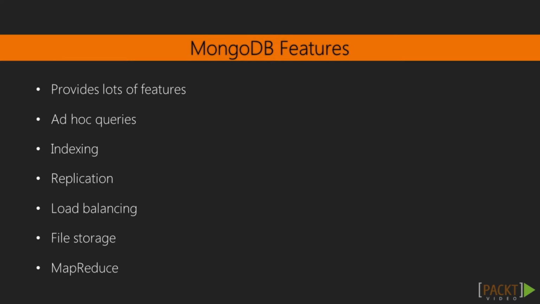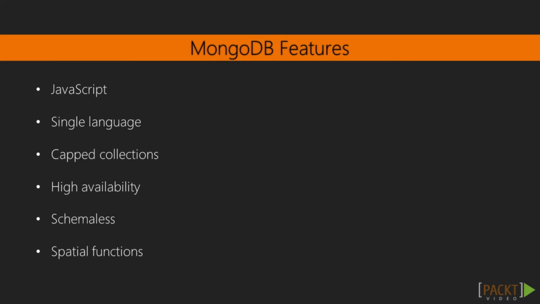MongoDB can be used for file storage using the GridFS file system. It's possible to process and aggregate data by using MapReduce. JavaScript can be used in queries and executed on the database. This allows you to use a single language for your whole development stack. It supports capped collections, which are fixed-size collections that help remove older records as new data comes in.